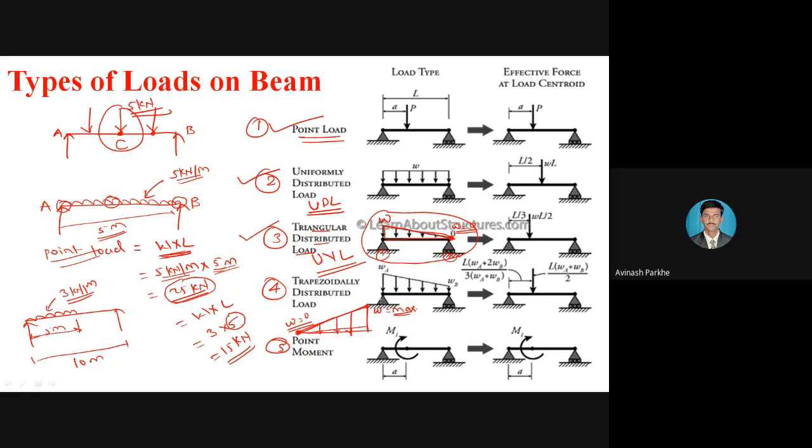Means from left to right direction or from right to left direction, if your intensity of load increases or decreases at a constant rate, that particular load is called a UVL. Sometimes that UVL is also called a triangular distributed load. Therefore, the sign convention is very important. The point load is indicated by the vertical line only. The UDL is represented by the figure we just discussed, and the UVL is represented in the form of a triangle.